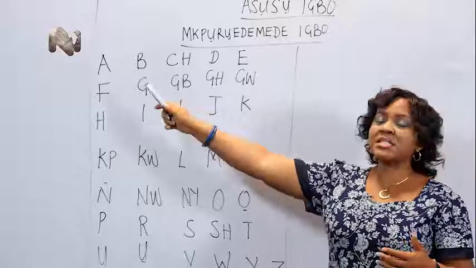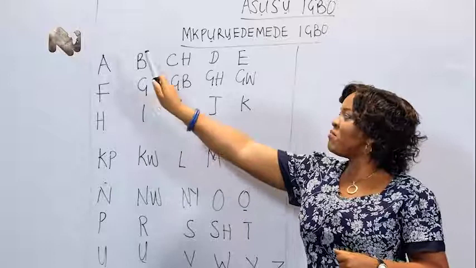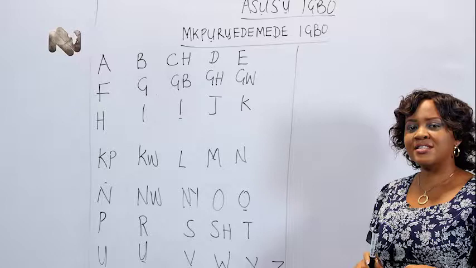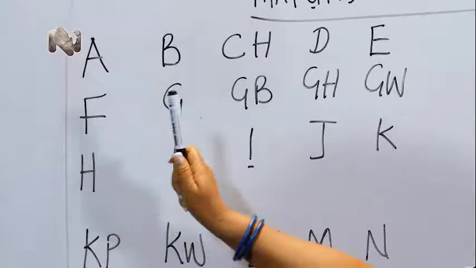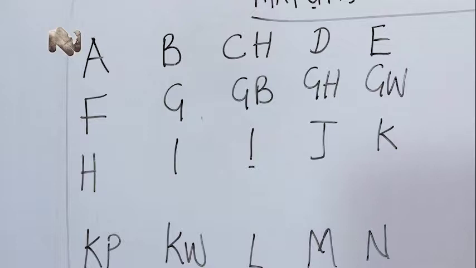A, B, Ch, D, E. We'll take it again. A, B, Ch, D, E. Is that okay? Let's go to the next line. F, G, Gb, Gh, Gw. Let's go. One more time.